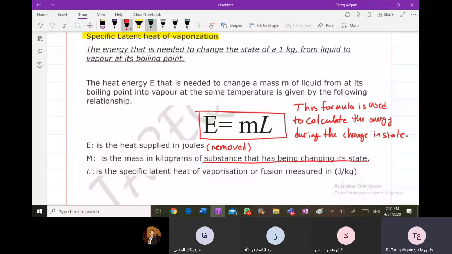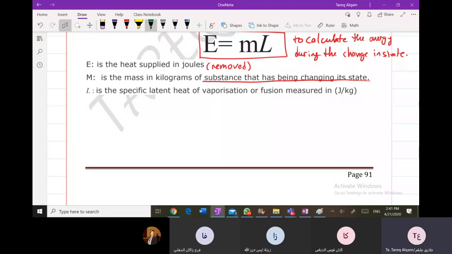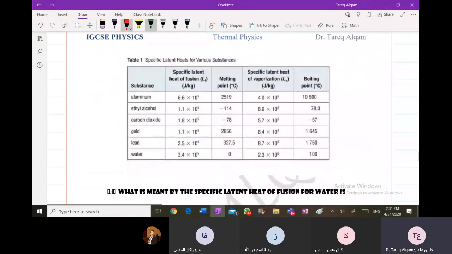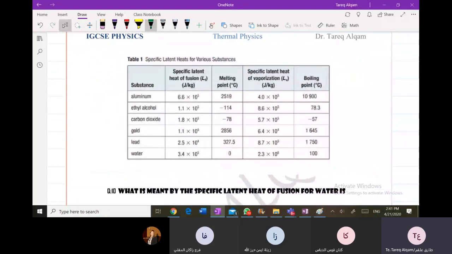This is a very important thing. I may not consider the whole mass of the ice or water or whatever. I have to consider only the amount of mass that is changed from one state to another state. And L is the specific latent heat of vaporization or fusion, depending on what the process is. Of course, the unit is joules per kilogram. Here, guys, we did not consider the temperature because during the melting or boiling process, there is no change in temperature.